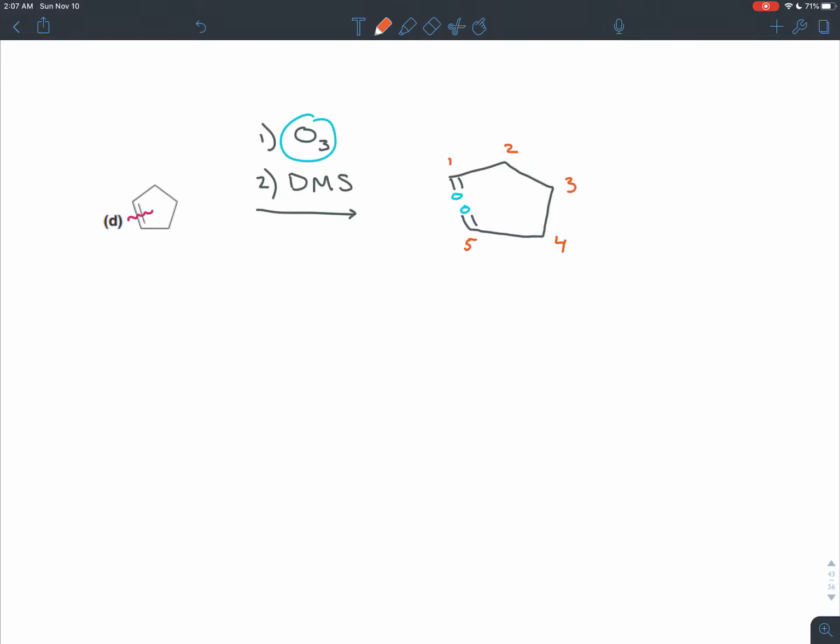Now you're not numbering it to name it, so you can number it however you want. It's just to keep track of stuff. This chain has 5 carbons, so we'd have 1, 2, 3, 4, 5. On carbon number 1, we have a double bond to an oxygen. And on carbon number 5, we have a double bond to an oxygen. Now notice there's a bond there that's not drawn in. That's to an implied hydrogen.